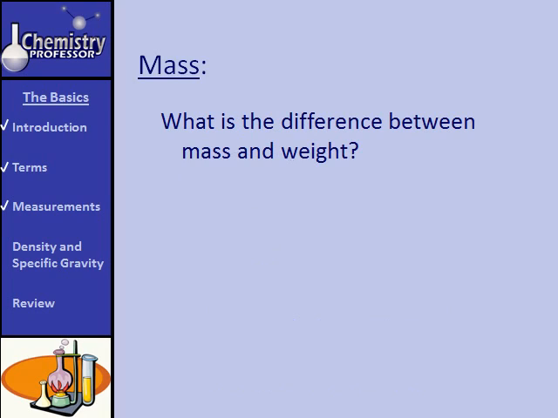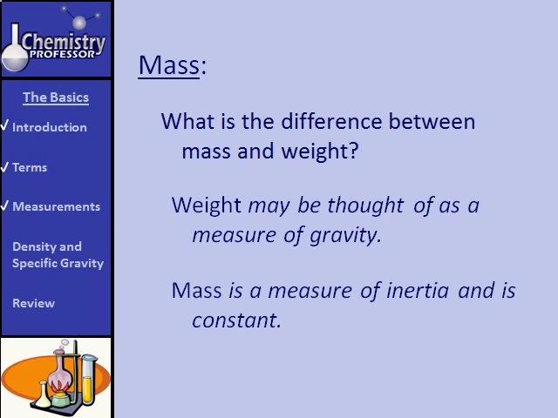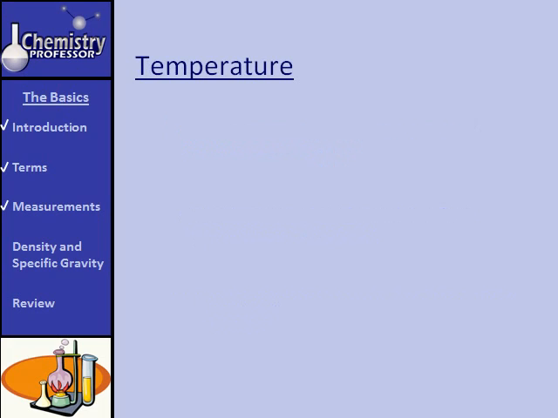Now, we talked about mass, and we've mentioned some weight, but what's the difference between mass and weight? Well, weight is a measure of gravity, and as gravitational pull changes, so does weight. On the other hand, mass is a measure of inertia and is constant. Mass is not dependent upon gravity as far as we're concerned. It is a measurement of inertia, a body's resistance to changing its position, or a body's resistance to being moved. And it is constant.